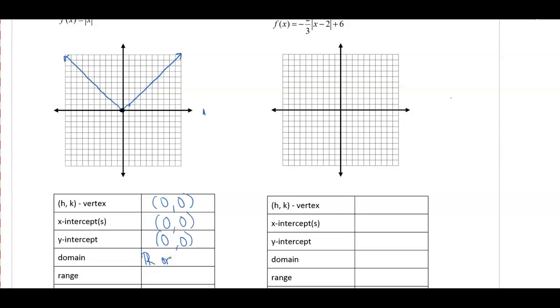Who can tell us how we write it in interval notation? Good, negative infinity to positive infinity. My infinities look more and more like your guys' infinities every day, all right? All right, what about the range of our graph? Yeah, Jake. All real numbers greater than or equal to 0.